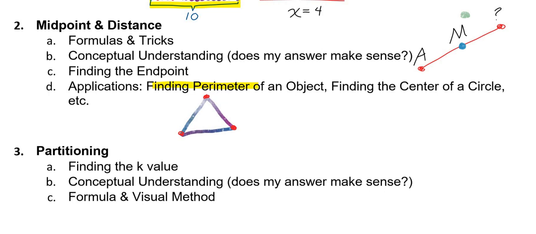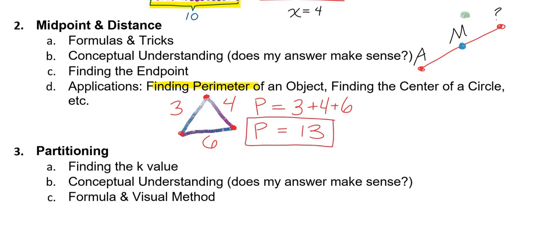So if this was, let's say, 3, this was 4, and this was 6, if I asked you for the perimeter of this object, you would tell me, to get the perimeter, you add up all the sides, 3 plus 4 plus 6, and you're going to get 13. So that would be my perimeter for this triangle. So perimeter is an application of the distance concept.